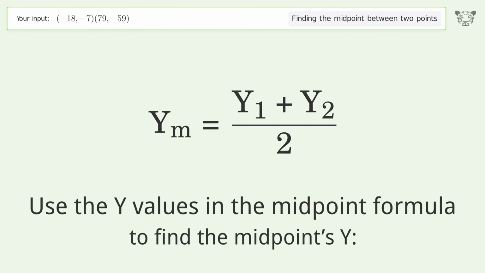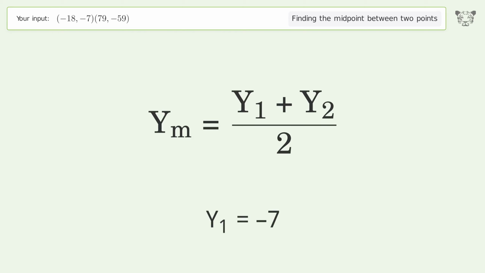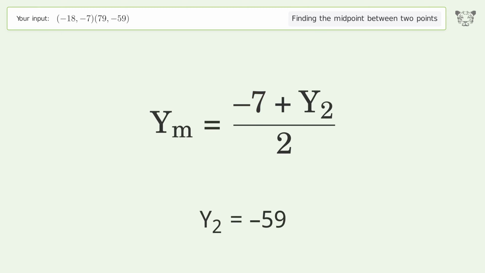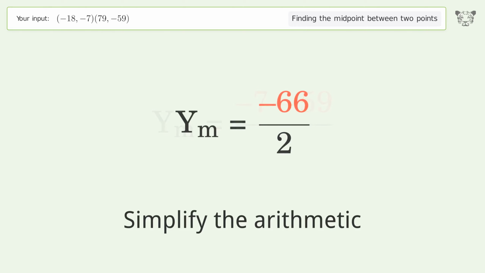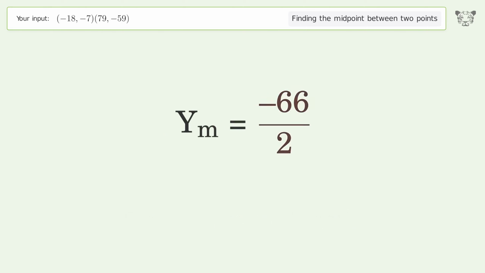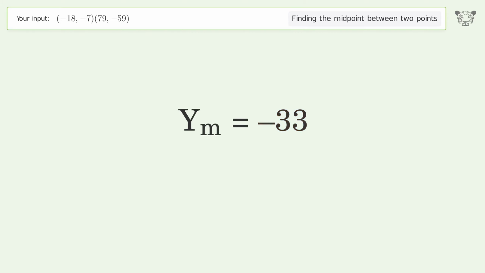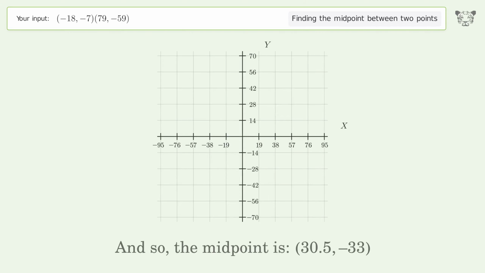Use the y values in the midpoint formula to find the midpoint's y. y1 equals negative 7. y2 equals negative 59. Simplify the arithmetic. And so, the midpoint is 30.5, negative 33.